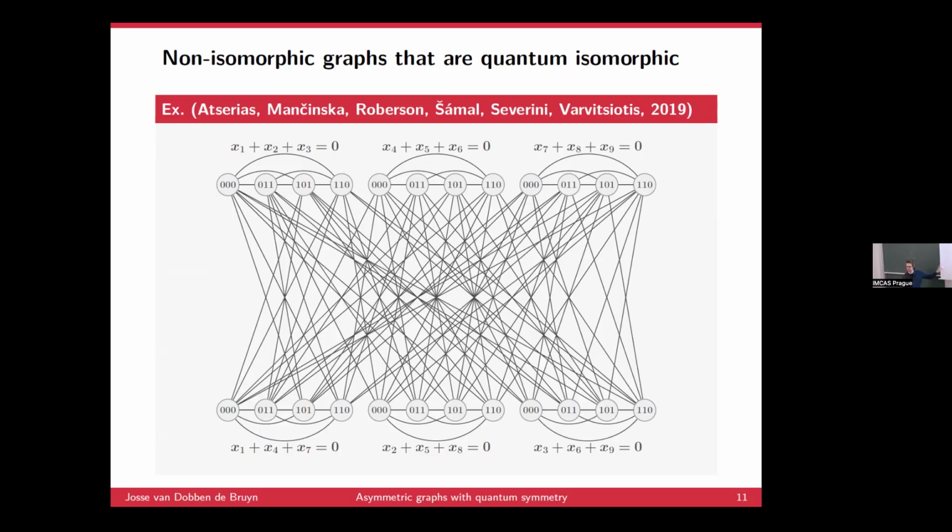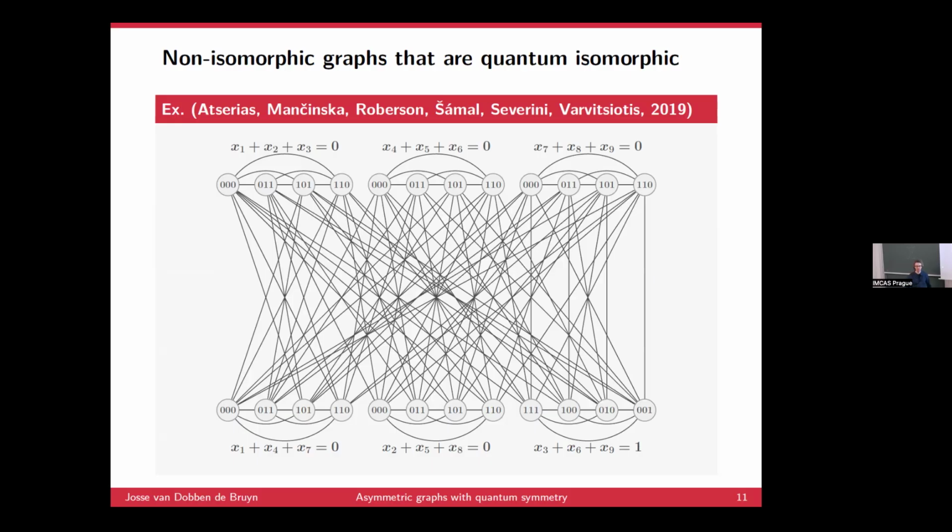There will be a different construction later on that I will get into in more detail, but Atserias and all those guys showed that the Mermin-Peres square gives rise to two graphs that are not isomorphic, but they're quantum isomorphic, precisely because the linear system had no classical solution, but it had a quantum solution. So quantum isomorphism is actually distinct from isomorphism.